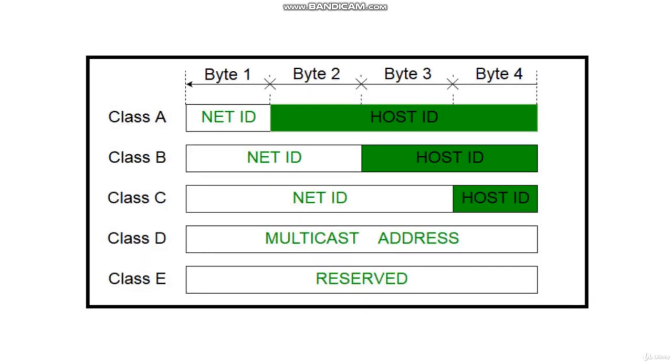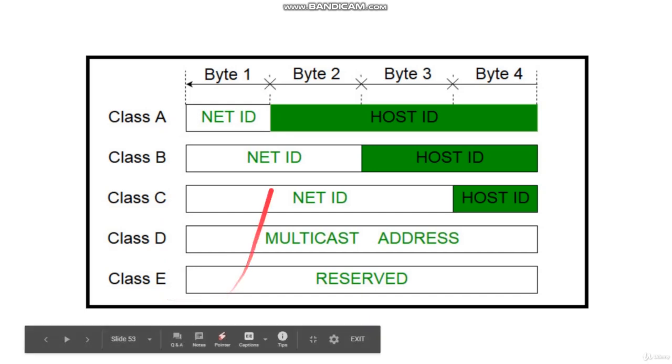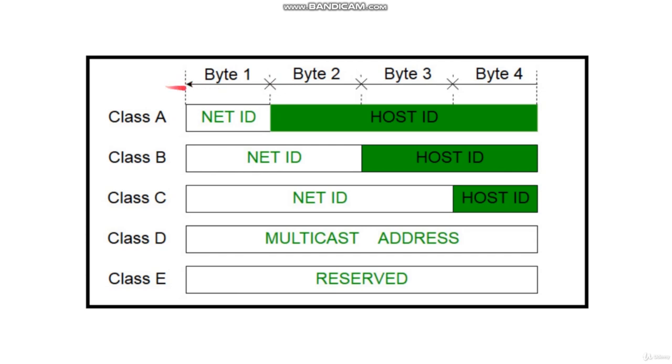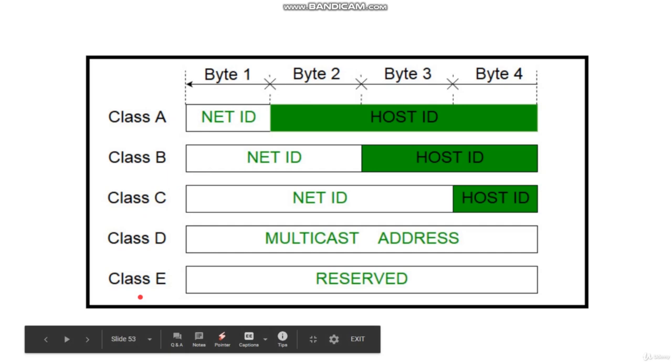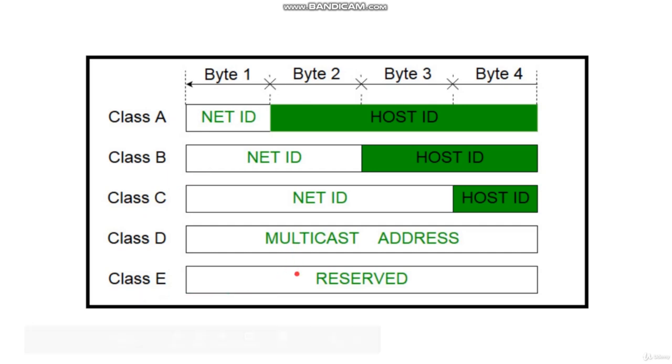The 32-bit IP address is divided into 5 classes. These are class A, class B, class C, class D and class E. You can see there are 4 octets. One octet is 8 bits, that is 1 byte. Therefore, this is a 4-byte IP address or 32-bit IP address. Each of these classes has a valid range of IP addresses. Class D and Class E are reserved for multicast and experimental purposes.